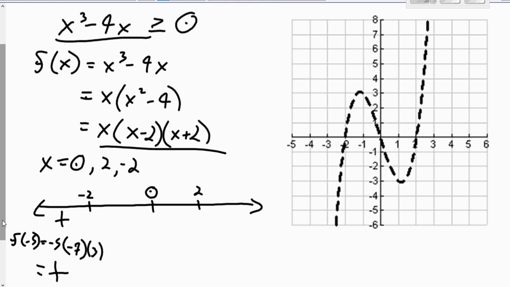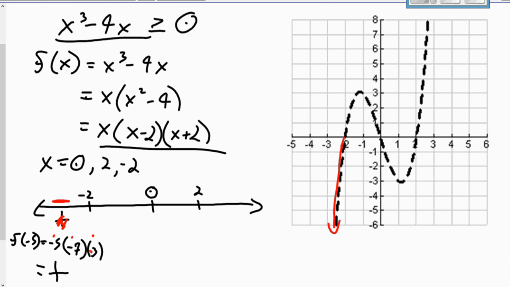Well, actually, when it's -5 plus 3, I get a -3. So a negative times a negative times a negative isn't positive. It's going to be a negative. And I can see on my graph here that that's true, that I have negative values.